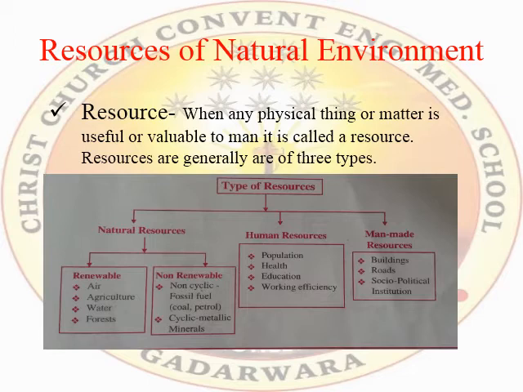The resources which are given to us by nature are called natural resources. Now let's talk about the resources. Air, agriculture, water, forest, these are the renewable resources. Non-renewable resource examples are fossil fuels like coal, petrol and minerals. Human resources are population, health, education, working efficiency. Man-made resources are buildings, roads, socio-political institutions.